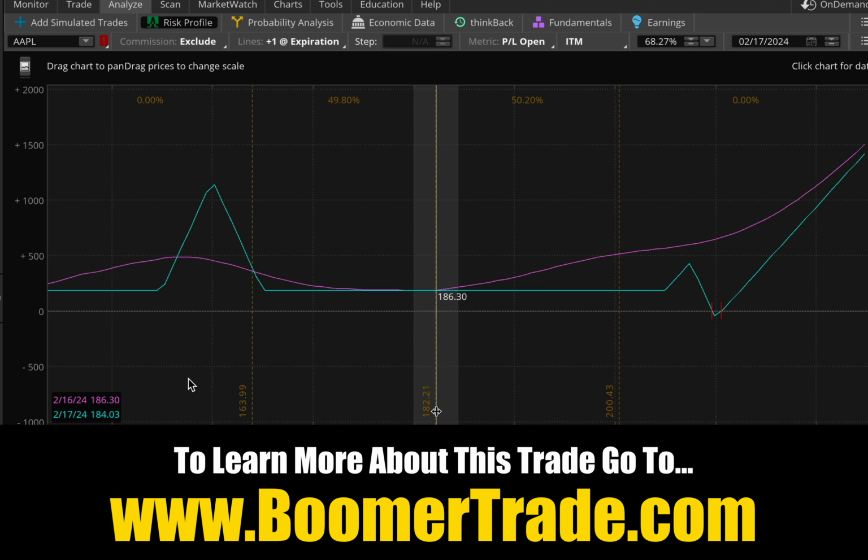This is a trade that expired yesterday. So these are the options that expired yesterday, February 16th. And this is with about 5 or 10 minutes before the expiration, before the market closed. And this is the way the position looked at that point.